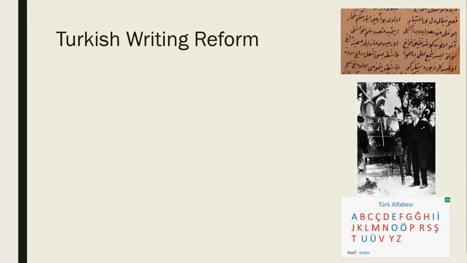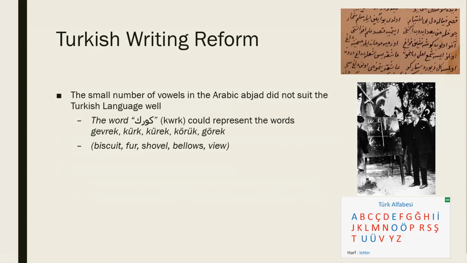So another major writing system that we can discuss as well is the writing reform that occurred in Turkey. During the time of the Ottoman Empire, Turkish was primarily written using the Arabic abjad. You can see an example of a text written in Ottoman Turkish in the top left here. Recall from our writing systems unit that an abjad is a writing system which uses primarily consonants, as opposed to an alphabet which uses consonants and vowels.